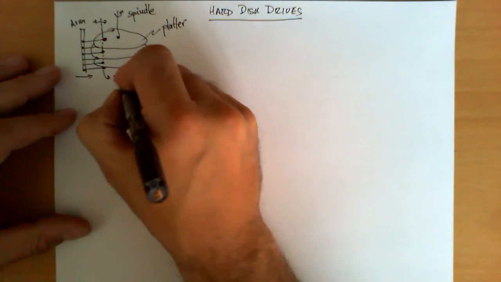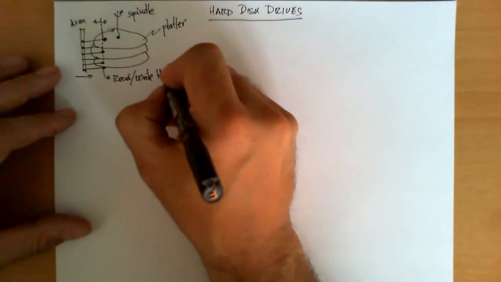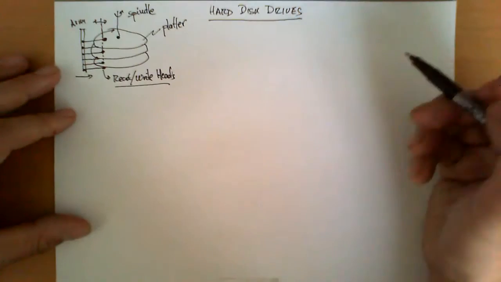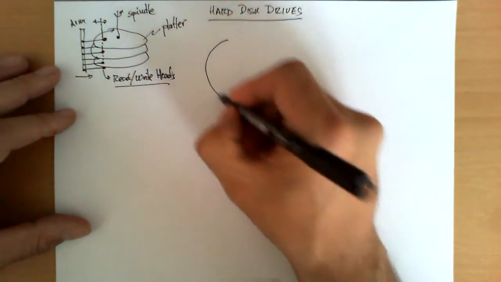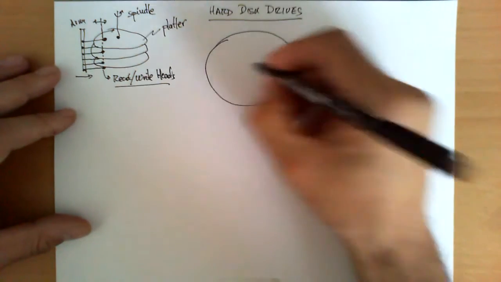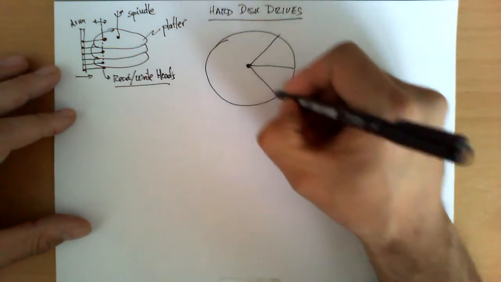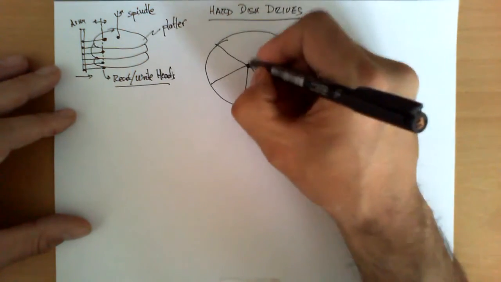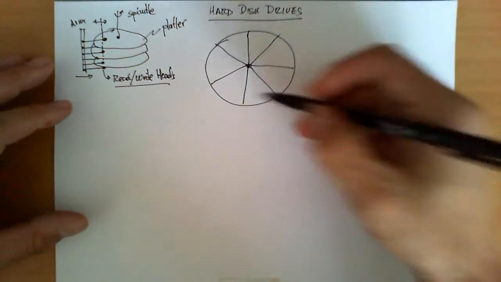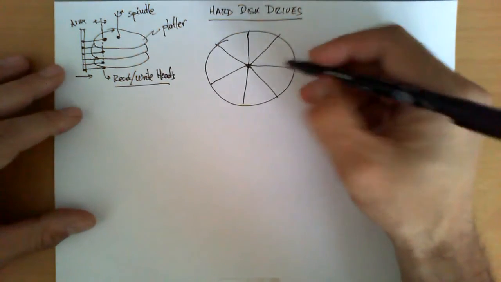So these are the read-write heads. If you look at one of these platters from the top, we can see that it is divided into a certain number of areas. The number of areas of this division depends from manufacturer to manufacturer, but in principle the area is divided in portions like this.